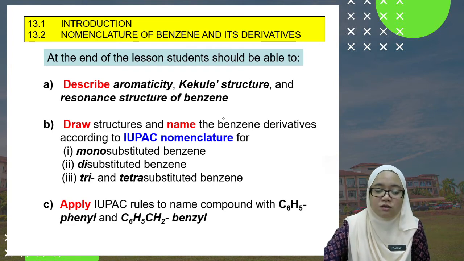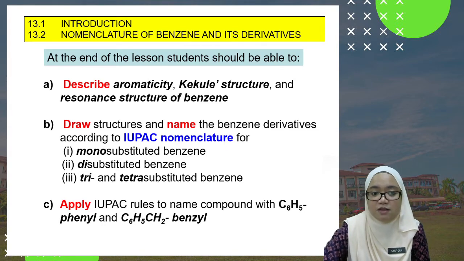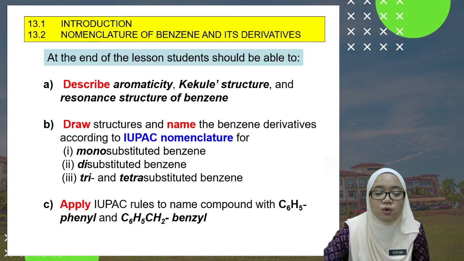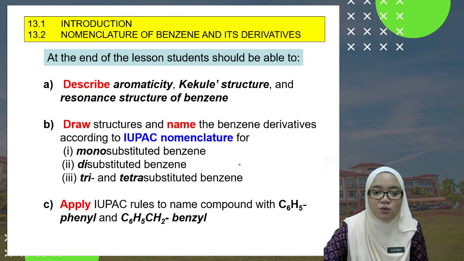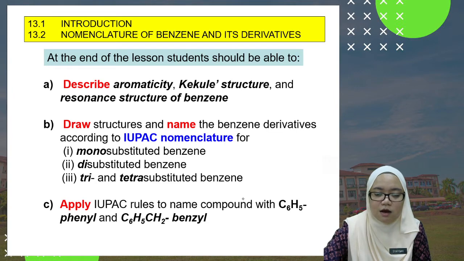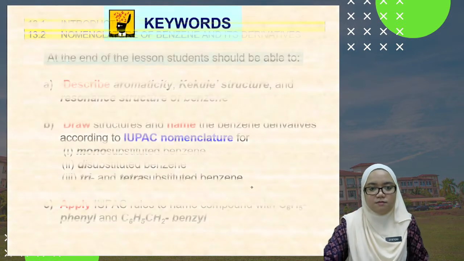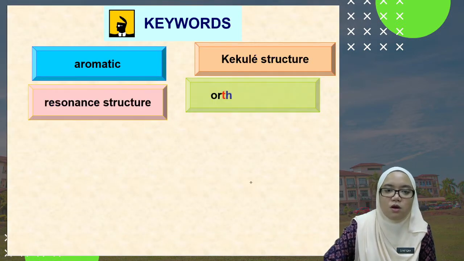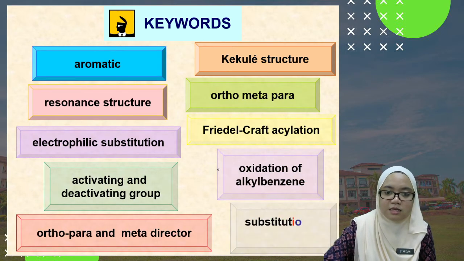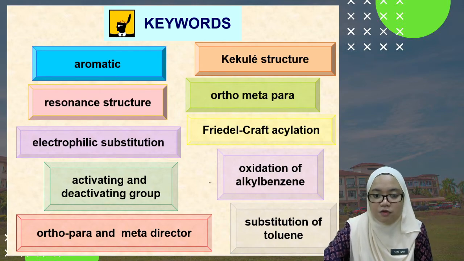And then we are going to learn how to draw the structures and name the benzene derivatives according to IUPAC nomenclature for monosubstituted benzene, disubstituted benzene, and tri- and tetrasubstituted benzene. And third one, we are going to apply the IUPAC rules to name compounds with C6H5, which is phenyl, and C6H5CH2, which is benzyl. Both of these are what we call benzene derivatives. So all these are the keywords that you are going to often see in the chapter on aromaticity.